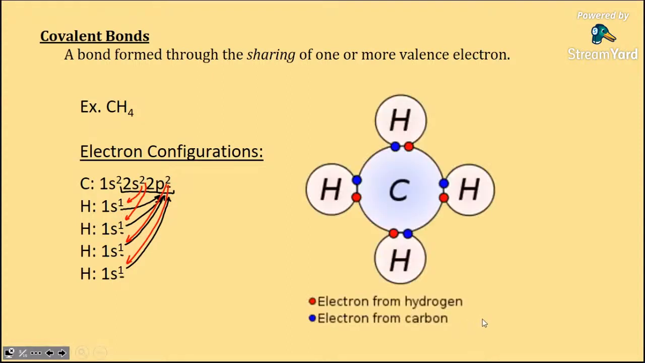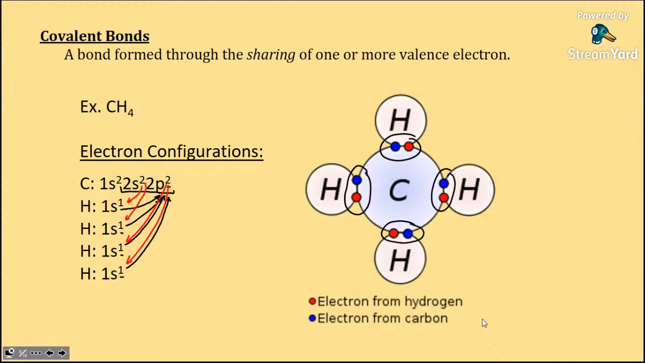Notice that in this diagram, the red dots are your electrons from hydrogen. So I've got 4 red dots. That's the 1 electron from each of the 4 hydrogens. And then carbon, 4 blue dots. That is the 2 electrons from the 2s, the 2 electrons from the 2p. And by sharing those electrons, I produce a covalent bond.